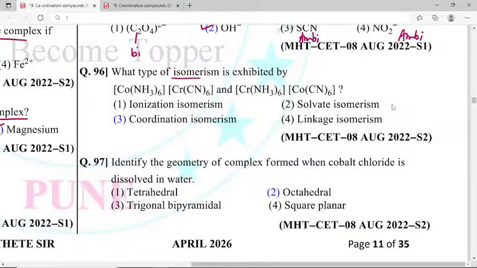What type of isomerism is shown by the two complexes? Ammonia and cyanide are interchanged, so it is coordination isomerism, exchange of ligands. If there is exchange of ligands, it is called coordination isomerism.